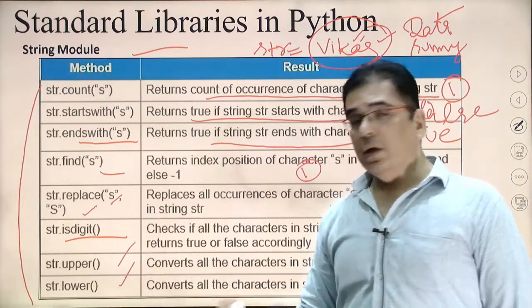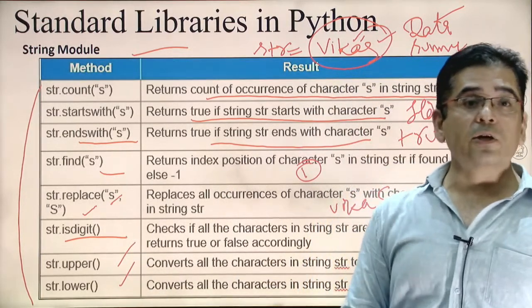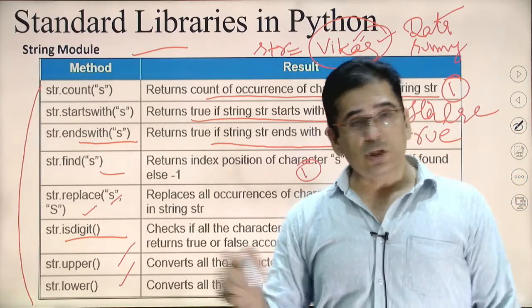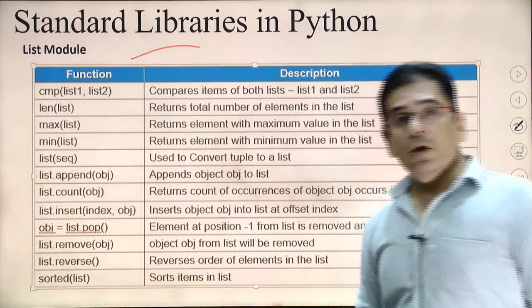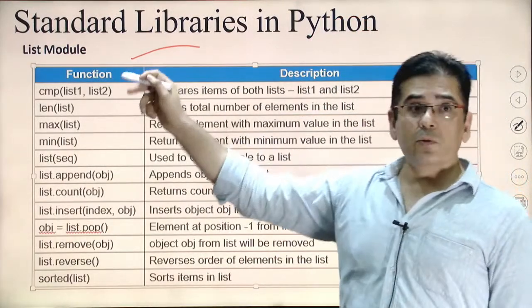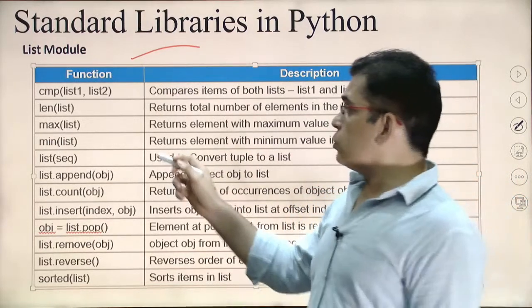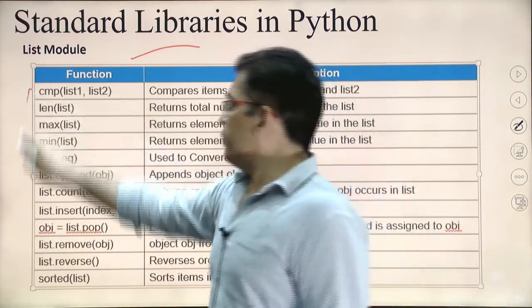Upper and lower: upper will convert all the characters into capitals and lower will convert all the characters into small. So this is the second string module. Now coming to the second last, the list module. I have explained the list data structure. So list is used with some of the functions given here.